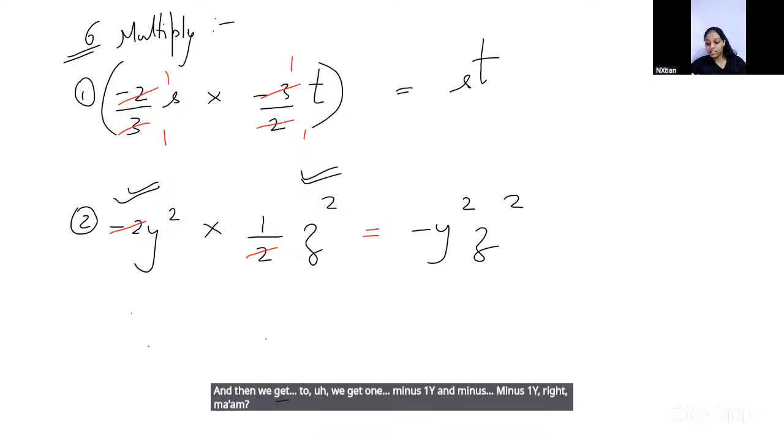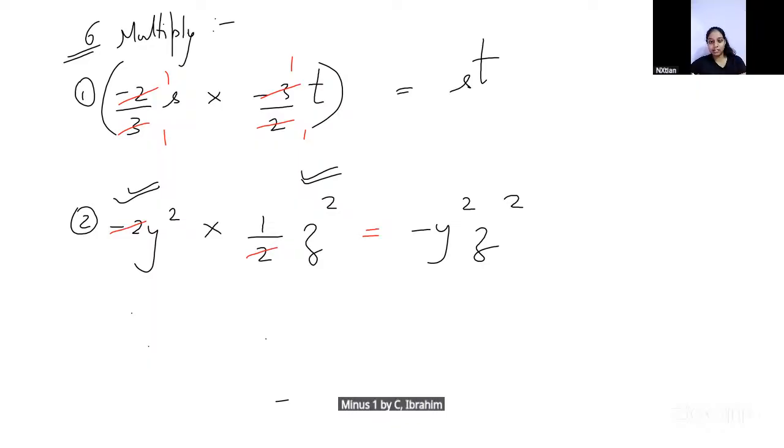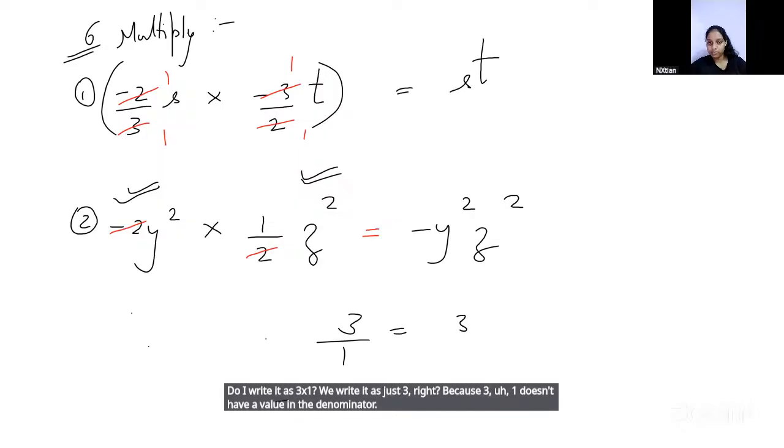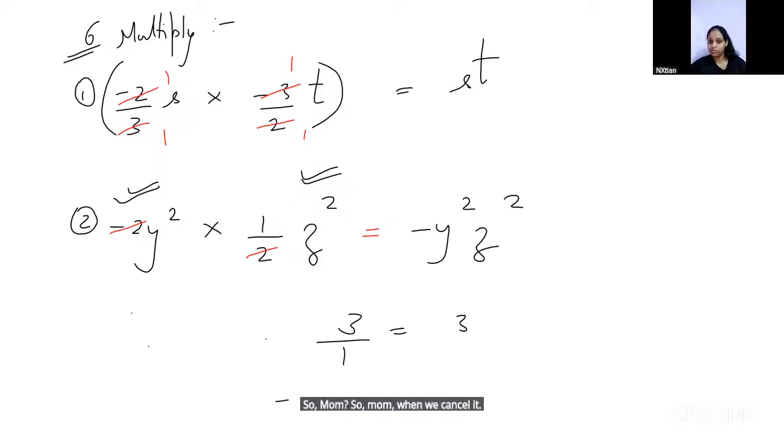Minus 1y. See, Abraham, y is not considered in multiplication, right? If I have 3 by 1, do I write it as 3 by 1? We write it as just 3, right? Because 1 doesn't have a value in the denominator. So, ma'am, when we cancel it, we cancel the half and we cancel the y. Then it becomes minus y. Understood, ma'am?